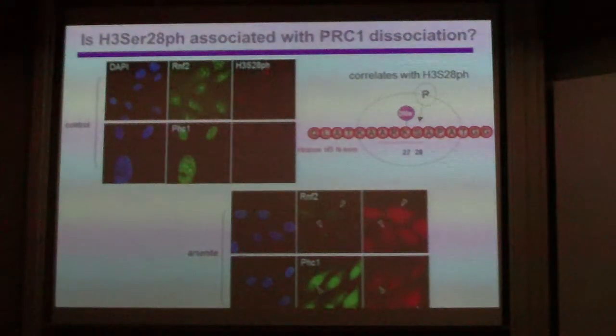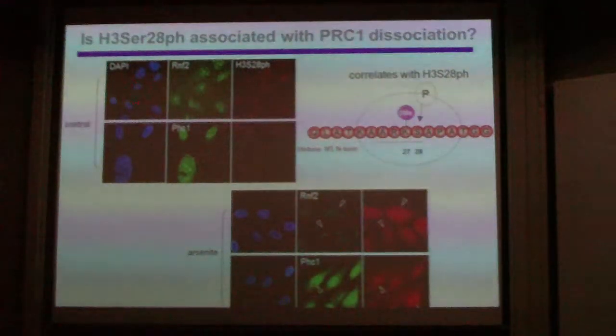Therefore we did, again, the immunocytochemical staining. Here there is DAPI, just as a control to stain the DNA, so nuclear staining. Then we have the PRC1 protein, also known as HPH1, and we have the H3 serine 28 phosphorylation. In the control situation, there is not a lot of staining of H3 serine 28. However, if we stimulate cells with arsenite, we see an intense staining of H3 serine 28 phosphorylation in the nucleus.